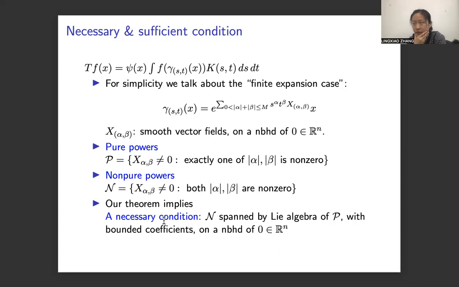Okay, before I state the more abstract necessary and sufficient condition, let me first give you a necessary condition, which is that every non-pure vector field is spanned by iterated commutators of pure vector fields with bounded coefficients on a neighborhood of 0.